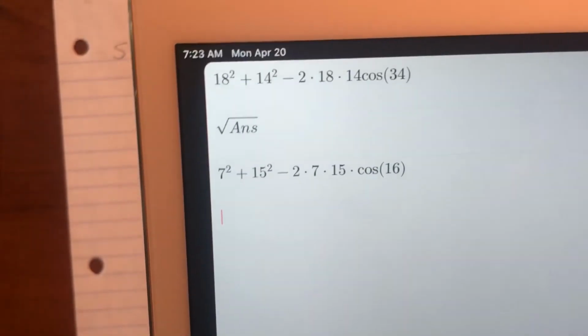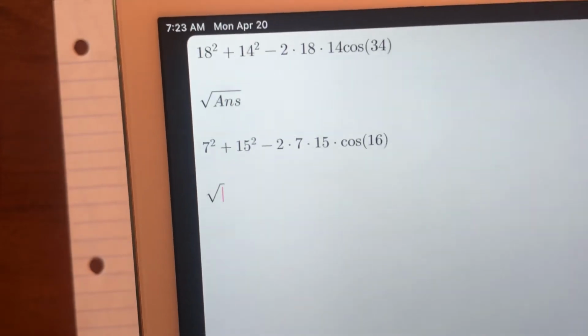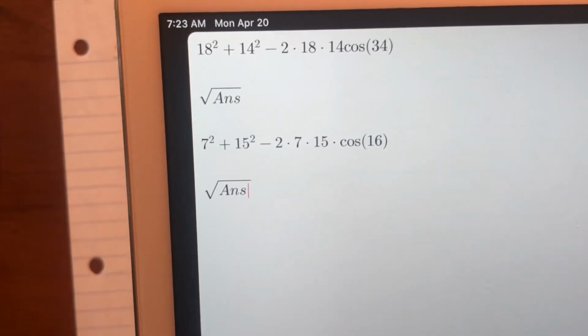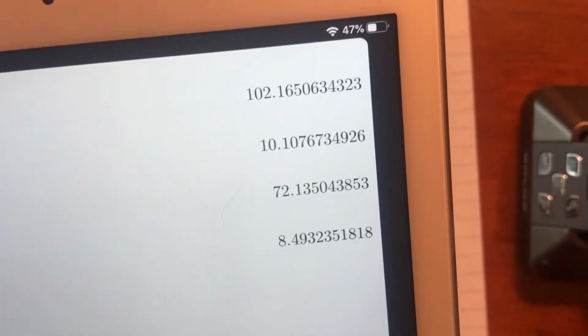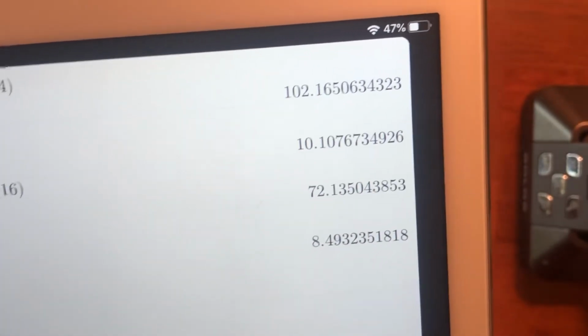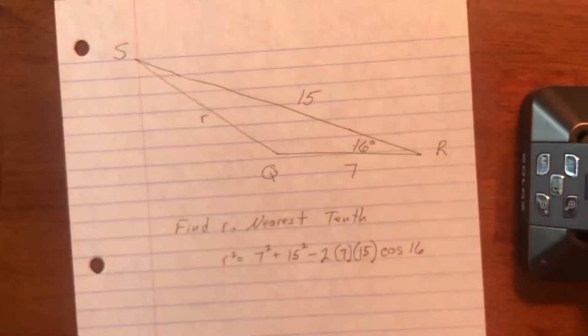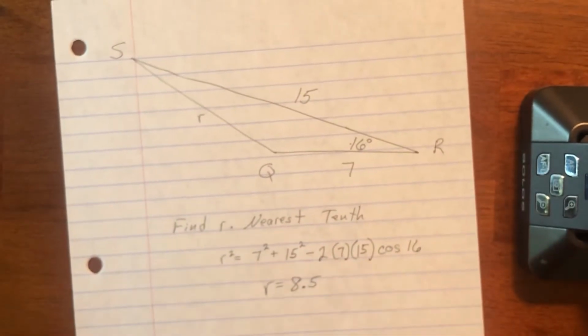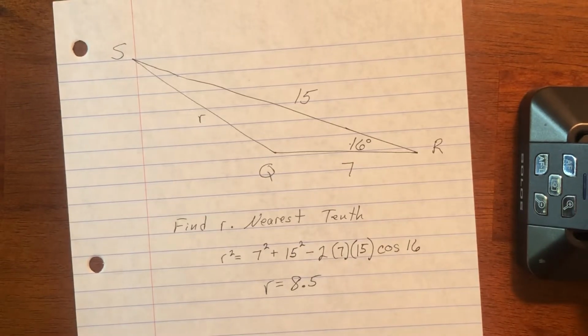And we get 72.13, but then I know I have to take the square root of that. So I'm going to hit second and square root of the answer, just like I did before. And I get 8.49, which we would round off to 8.5. So how'd you do? 8.5. Okay? 8.5. So let's try another one.